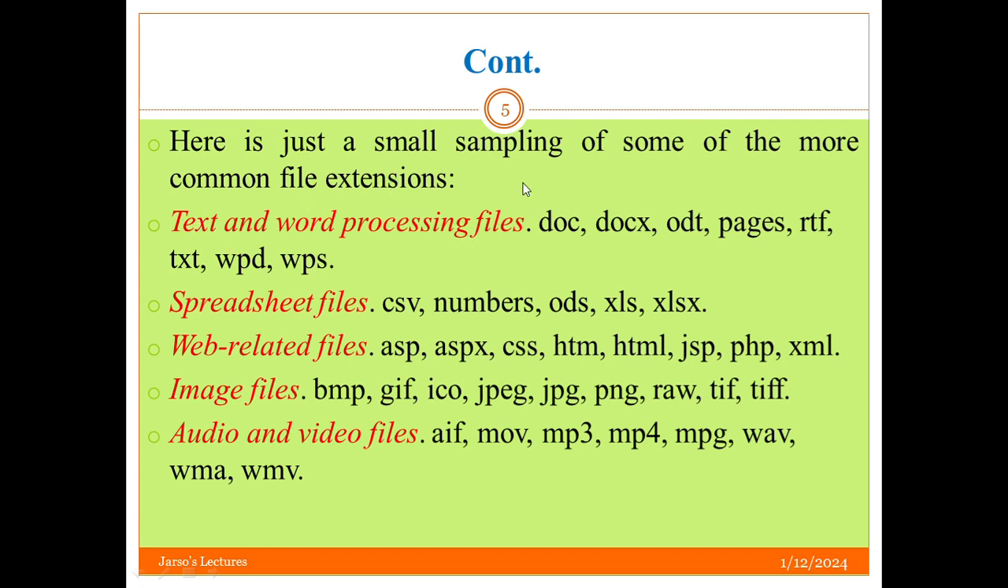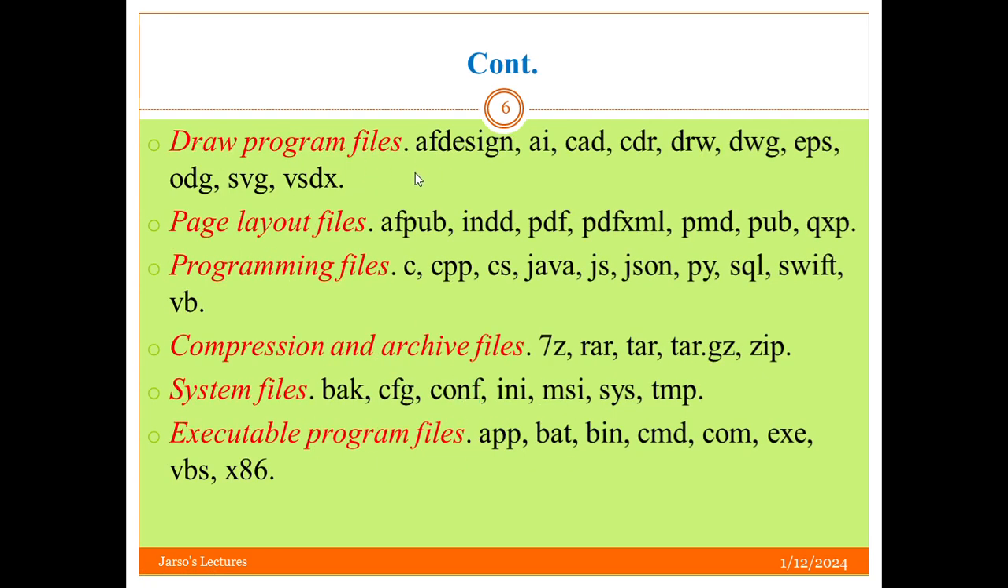For example, if it is a text or word processing file, it can have doc, docx, odt, pages, rtf, text. It can have those file extensions. And for spreadsheets, for example, CSV, numbers, ODS, those are the file extensions for spreadsheet files. If it is web related files, ASP, ASPX, CSS, HTML, JSP, PHP, XML. If they are image files, look, BMP, GIF, all of these are the file extensions for image files. Audio or video, look, those are file extensions of video or audio files. Look, for example, draw program files.